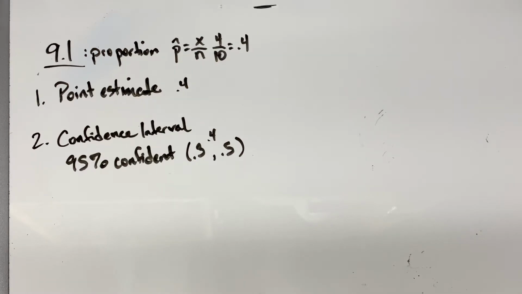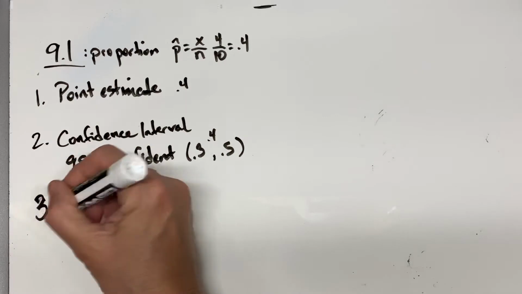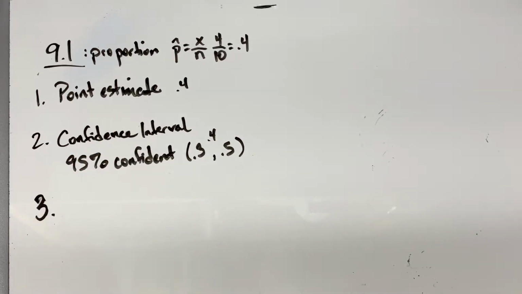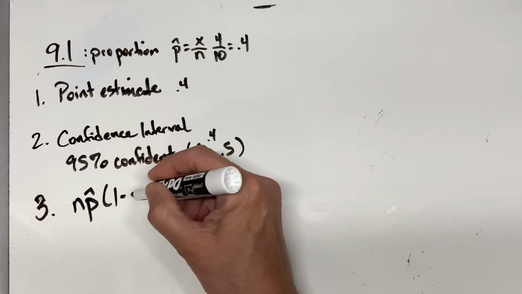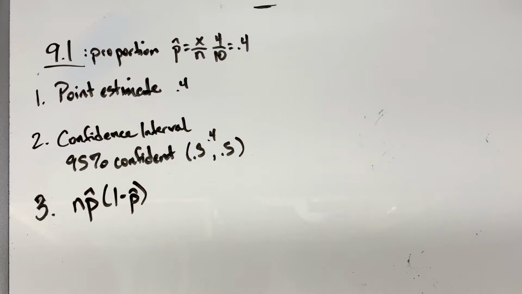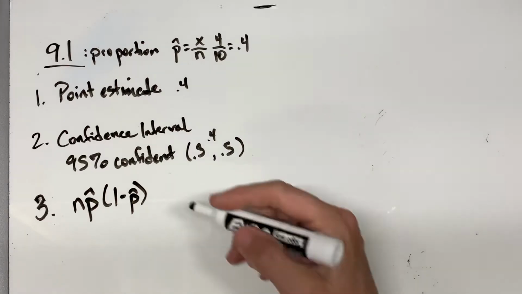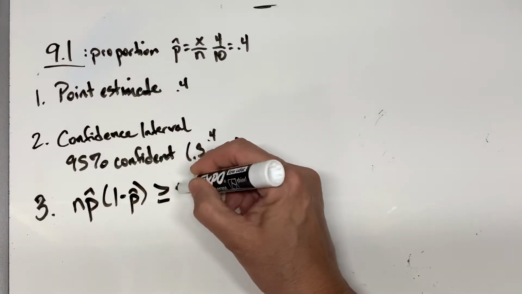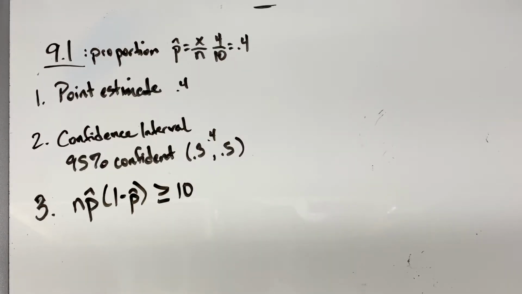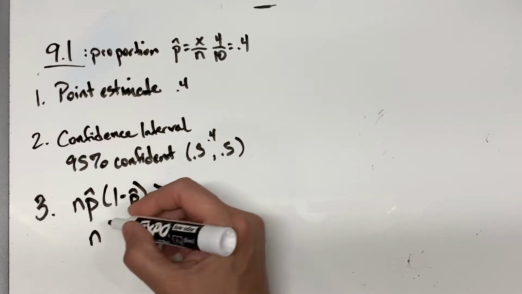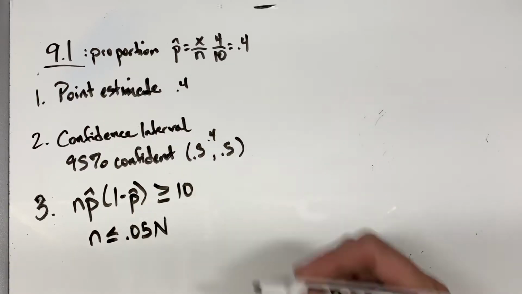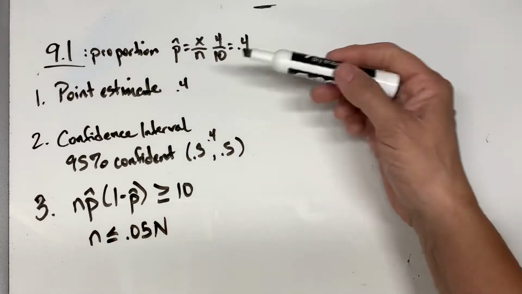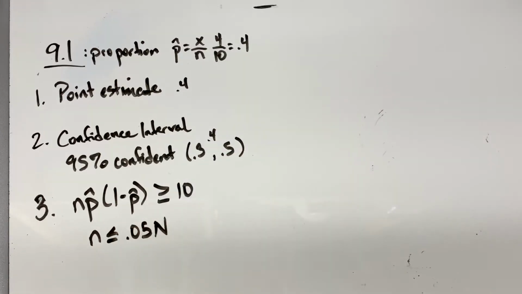The other thing that we had to do was give the qualifiers. In this case, the qualifiers were that this had to be satisfied: n times p hat times 1 minus p hat, these are p hats because it's for the sample, had to be greater than or equal to 10. Everyone loved doing that. And then the second one was that the sample size had to be less than or equal to 5% of the population size. In some of the questions, they made us qualify that. So I'm just bringing that back as a little bit of a review.